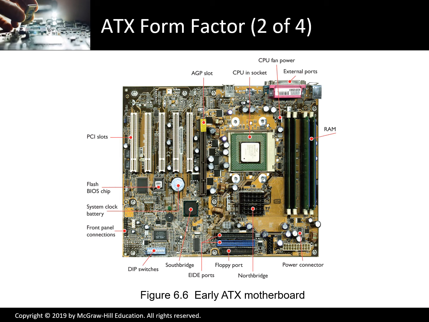Here we have our BIOS chip. We talked about that earlier. System clock, front panel connectors, such as the on-off button. Dip switches, we don't see those anymore. The South Bridge and the North Bridge chips. Notice the South Bridge not so big, North Bridge big. That's because most of the important things were on the North Bridge at that time. EIDE ports and power connections. Ooh, look how few pins there are there.